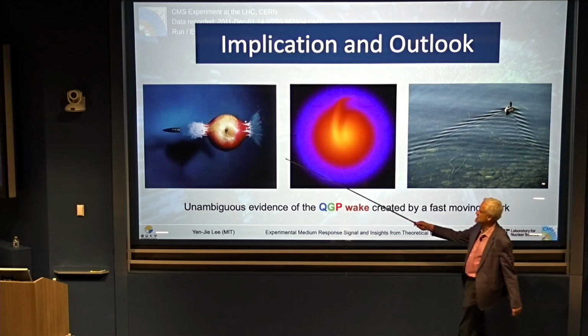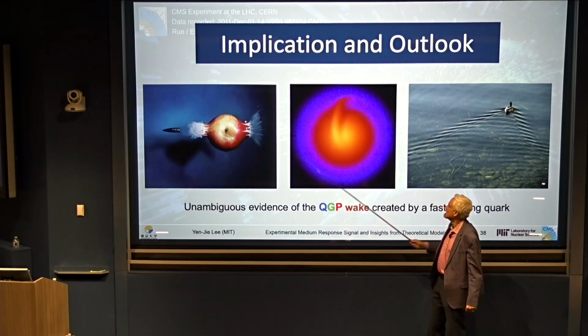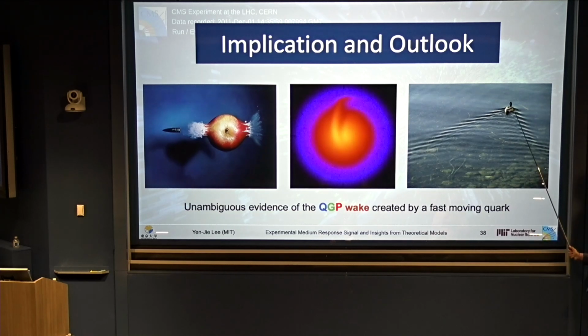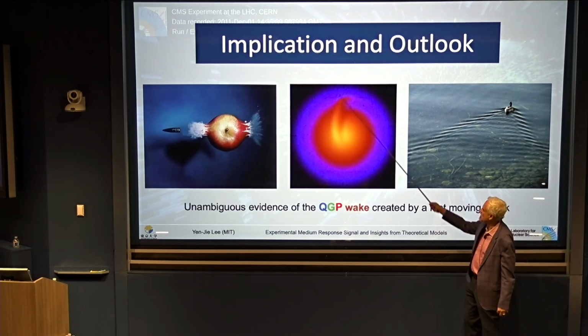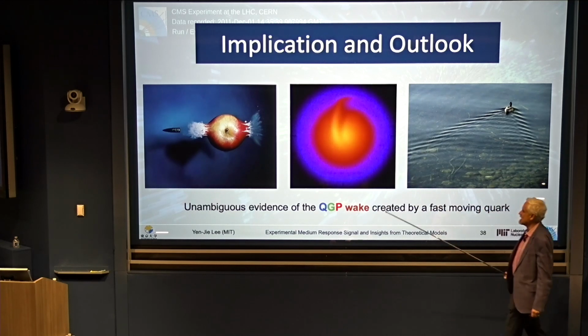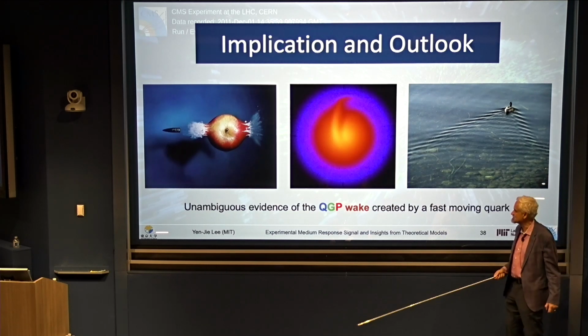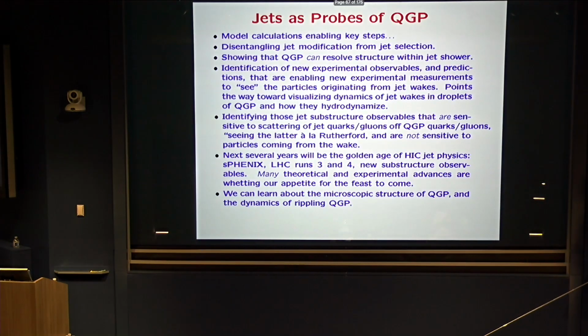This is a bullet going through an apple. This is a bullet going through a drop of quark gluon plasma, and this is a duck going through a lake. They all make wakes. You can't see it, but the fluid behind the duck is following the duck. The fluid behind the jet is following the jet. And we now have unambiguous evidence for the wake created by a fast-moving quark. This is a significant experimental advance of the past few months.